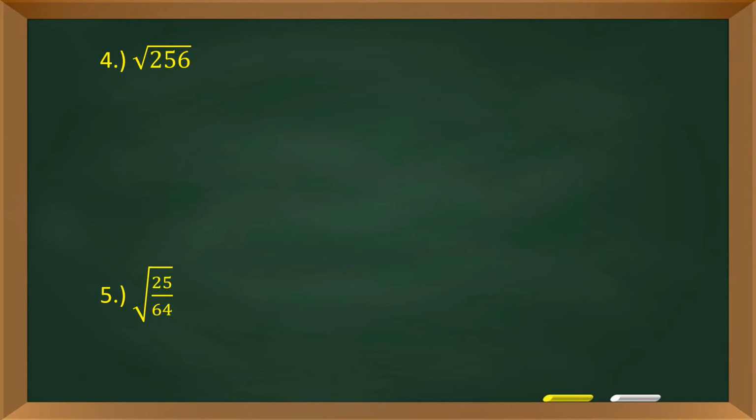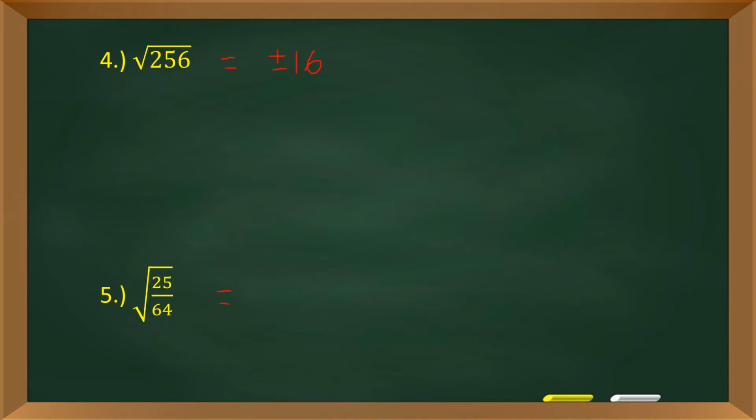Okay, another, the square root of 256. What is that number that when you multiply it by itself, the result is 256? Well, it is 16. So, the square root of 256 is plus or minus 16.